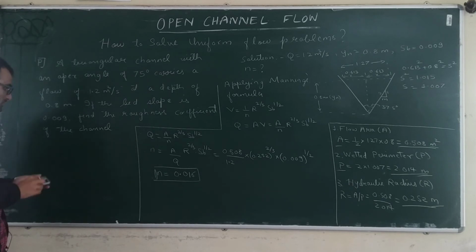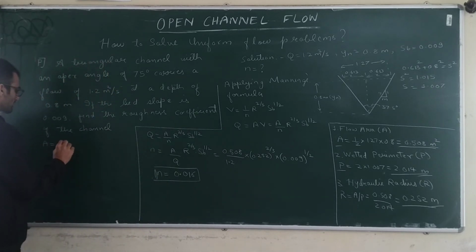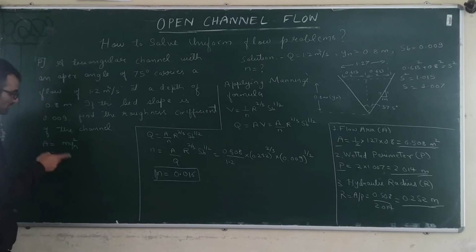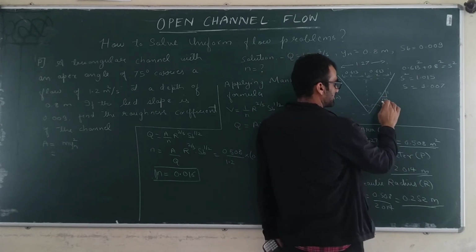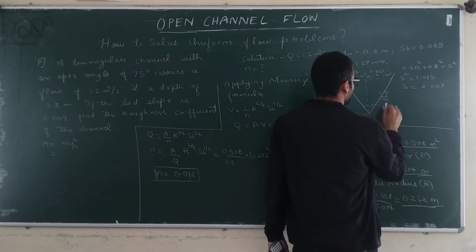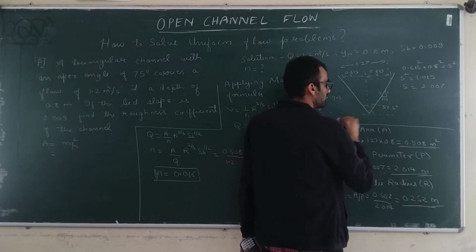Suppose you remember that the formula of flow area for a triangular cross section is m y square. So here it will be m yn square because the depth is yn. Let's check whether we get the same thing using the formula or something else. For that you will need to calculate the side slope, which means how much horizontal to one vertical. To calculate this, we need to find out this angle.